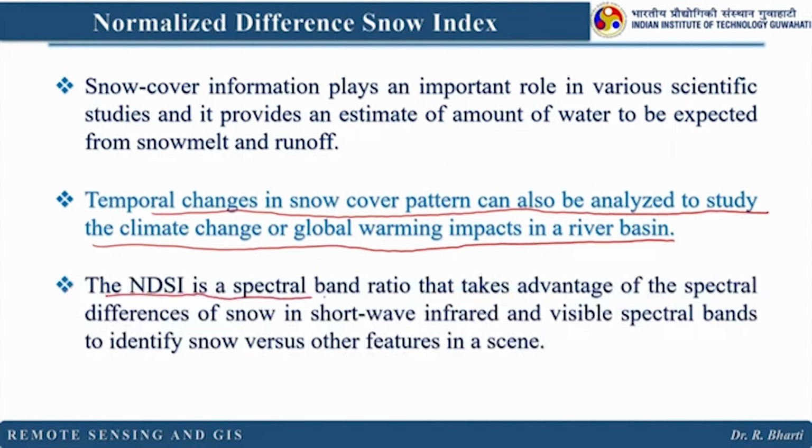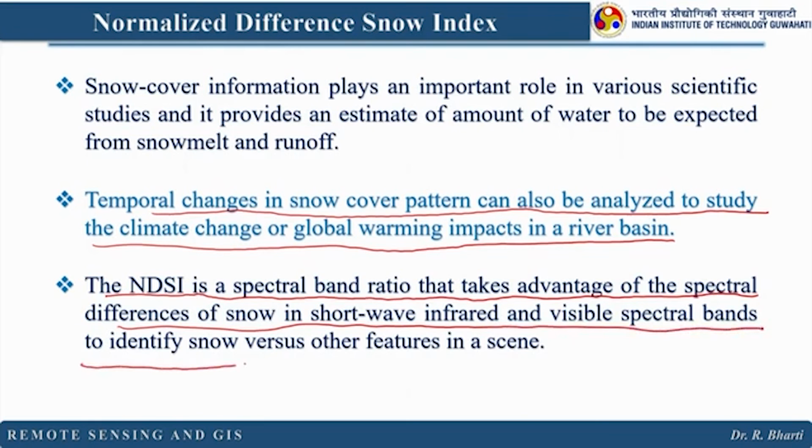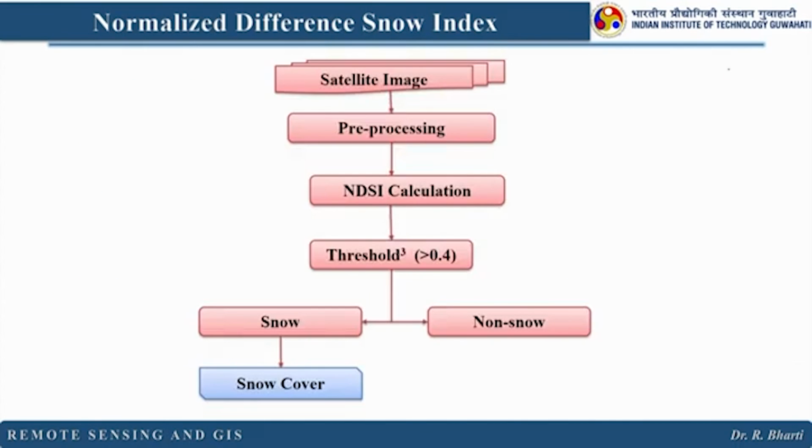NDSI is a spectral band ratio that takes advantage of the spectral differences of snow in short wave infrared and visible spectral bands to identify snow versus other features in a scene. So this NDSI is very important and very effective if you are going to study snow cover information. This is the flow chart generally followed.